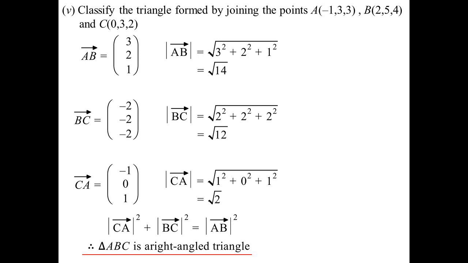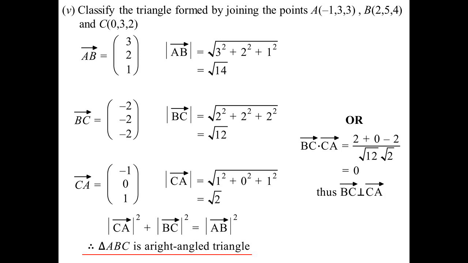Now, I'm going to cheat a little bit here because I know where the right angle is. So magically, I'm going to hit on the right one straight away. BC dot CA, well, what do you know? It turns out to be 0. So therefore, I know the vertex C is a right angle. So BC is perpendicular to CA. And again, that tells me it's a right angle triangle.